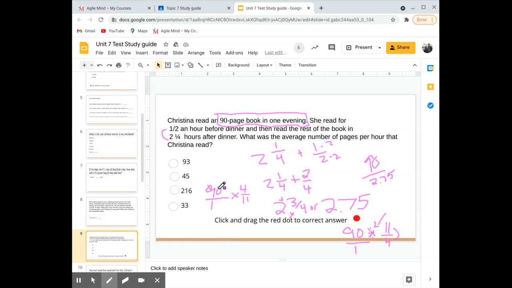So let's see what would happen there. What's 90 times 4? 9 times 4 is 36. Good. So we get 360 divided by 11. So 11 goes into 36 how many times? 3. Good. So what's our answer got to be? 33. Yeah, because it's the only one with a 3.